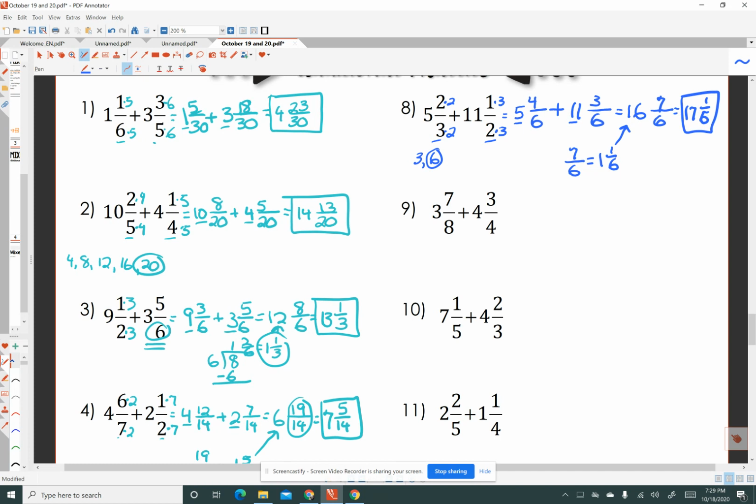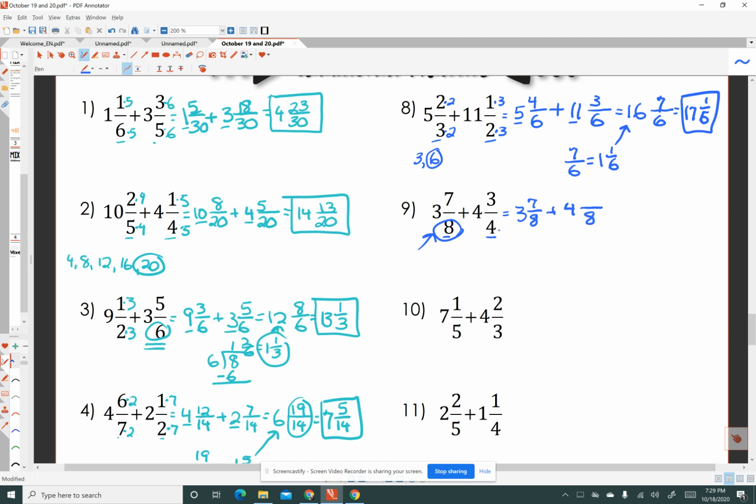Number 9, we see that 8 is a multiple of 4. 4 is a factor of 8. Therefore, we can use the 8 as our denominator. So we don't need to change the first fraction. 3 and 7/8 plus 4.